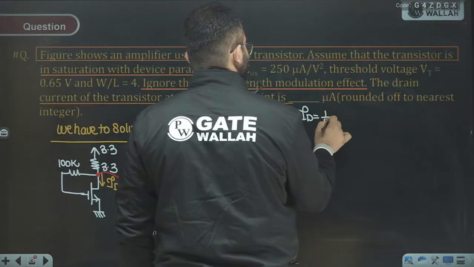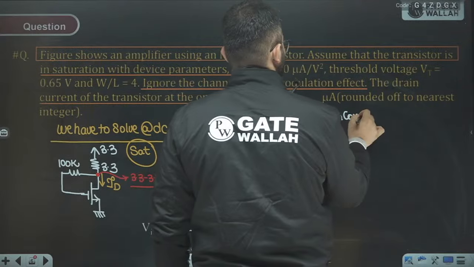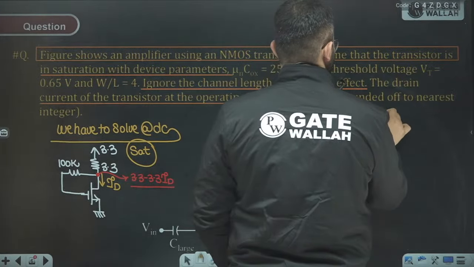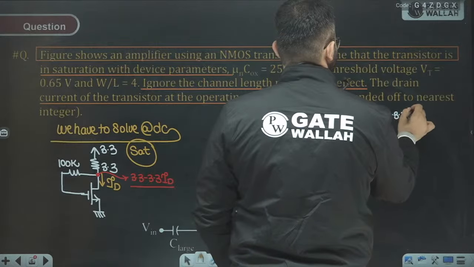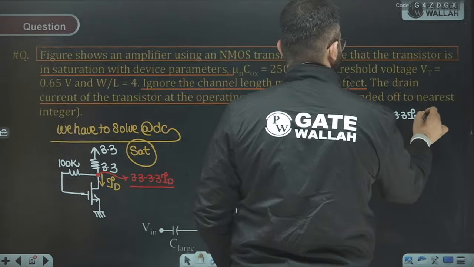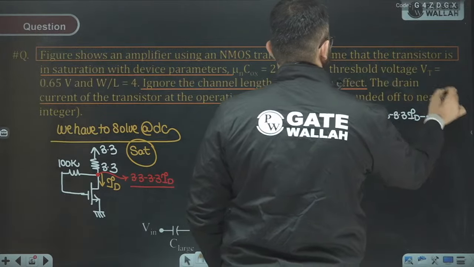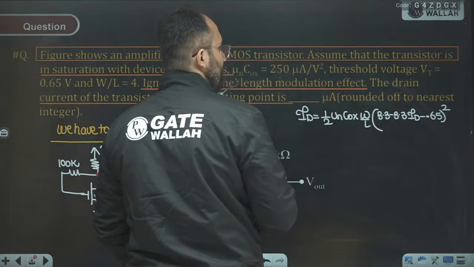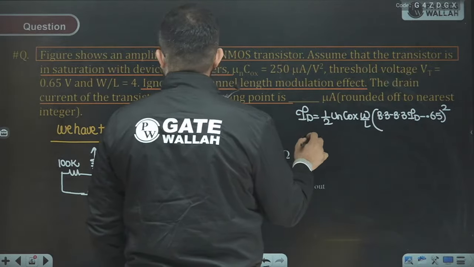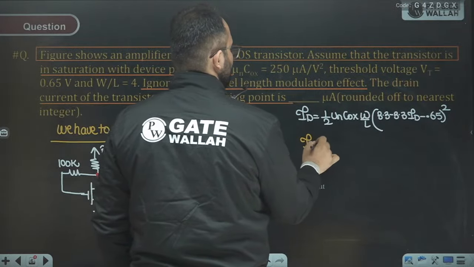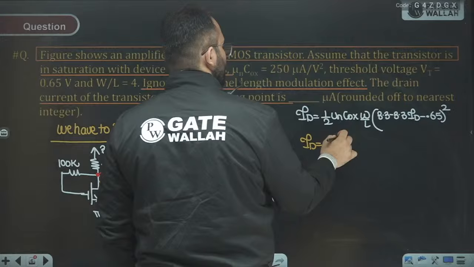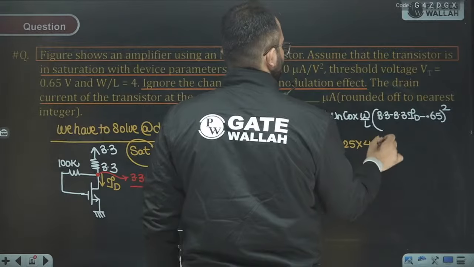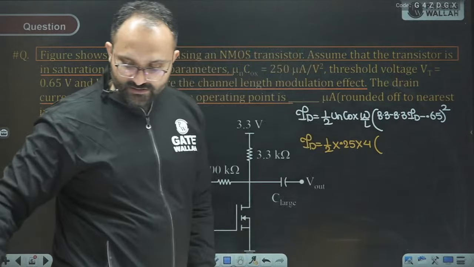Now ID is equal to half mu NCOX W by L, VGS minus VTH, 0.65, whole square. So ID equals half mu NCOX W by L, (VGS minus VTH) whole square. We can put the values. Mu NCOX is 250 microamperes, 0.25 milliampere. W by L is 4. This will be 3.3 minus 0.65.